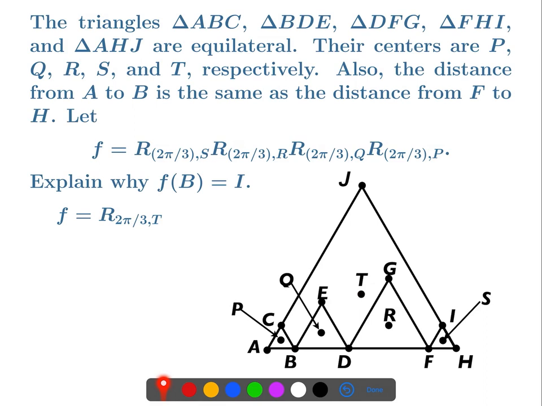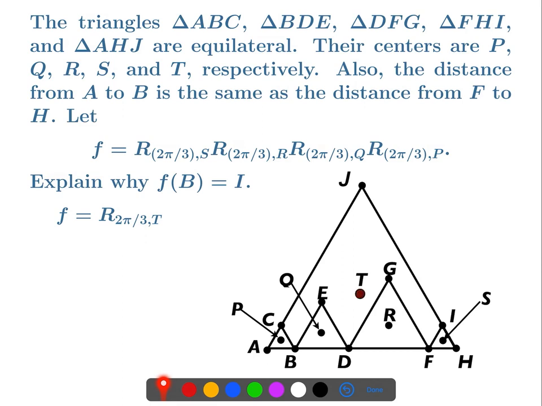So it looks like if I take B and rotate it around T by 2 pi over 3, I might really go to I here. So it looks like that's very possible, but just because it looks like it's true doesn't mean it's true. We should verify that, because that's what we're trying to explain: why f of B is I. So we want to know why, after we do this rotation around T by 2 pi over 3, does B go to I?